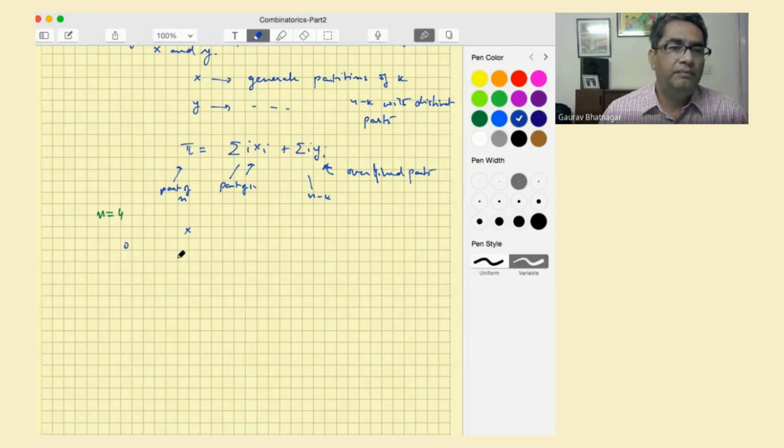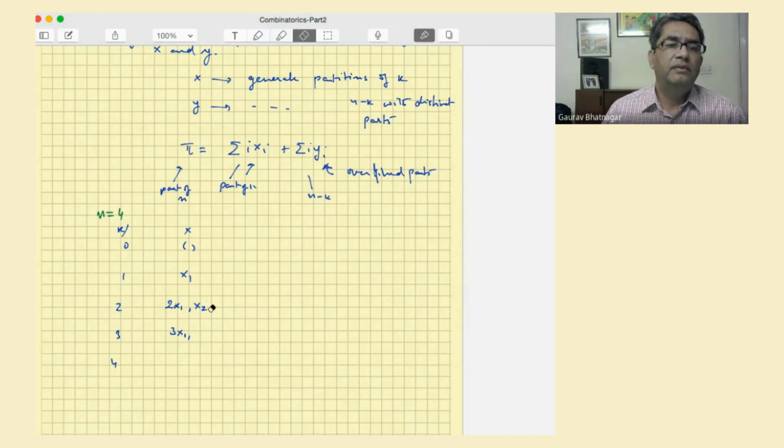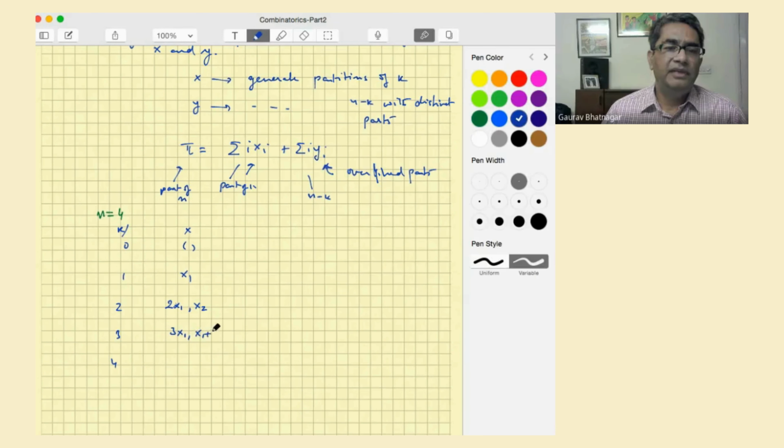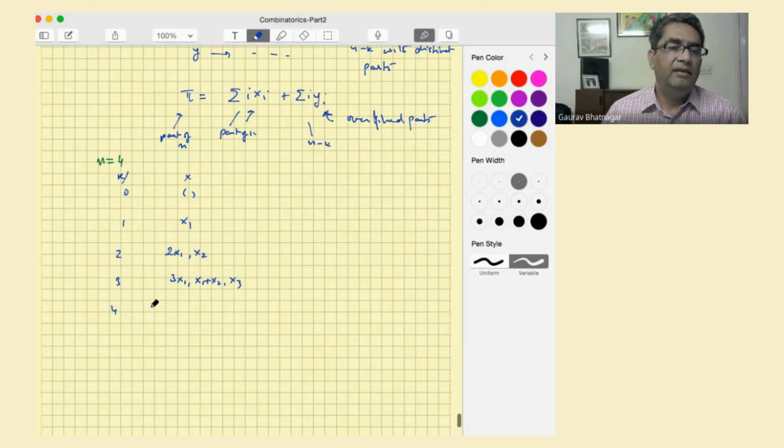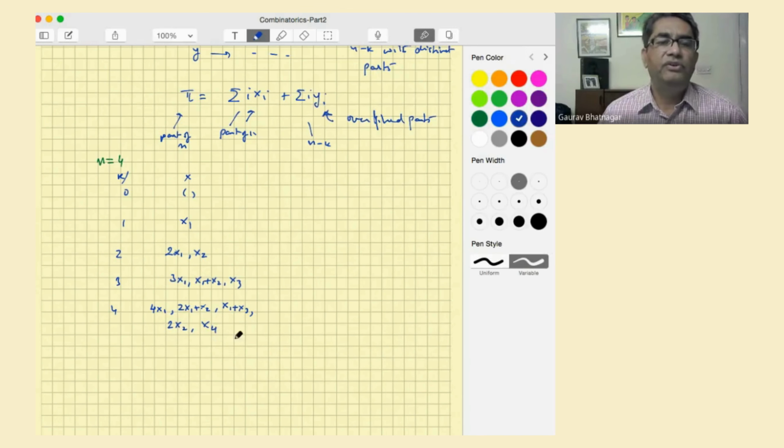So here are the ones for x. This is k. This is the empty one. This is x1, 2x1, x2, 3x1, x1 plus x2, x3, and 4x1, 2x1 plus x2, x1 plus x3, 2x2, and x4. So there are 5 of these.